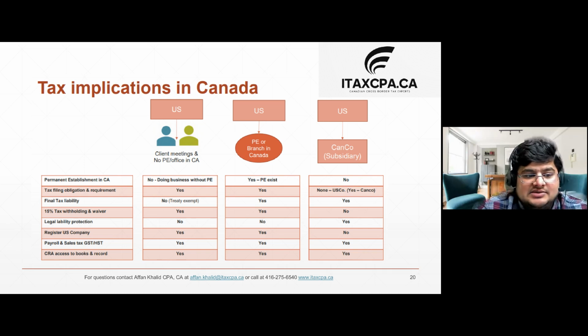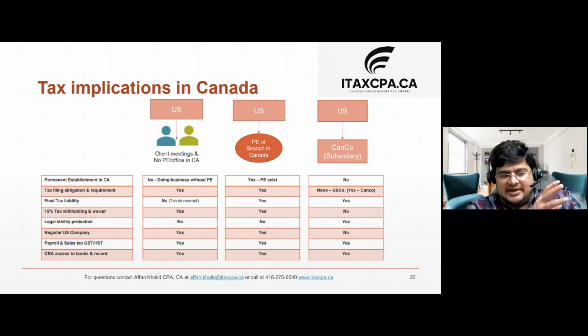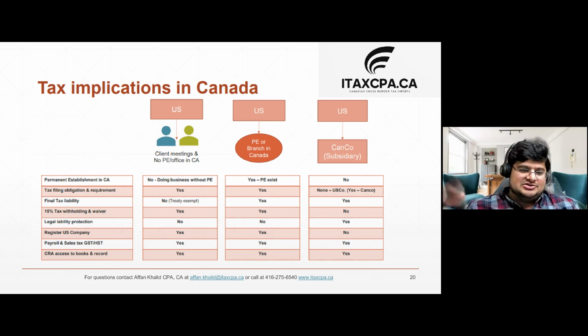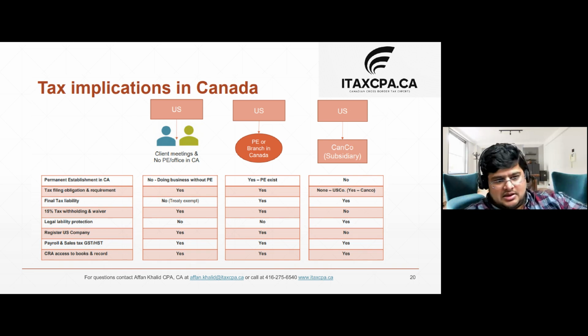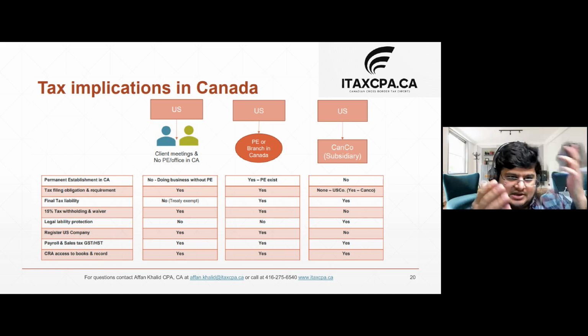And then if you have a Canadian subsidiary, then of course it simplifies a lot of things for the US parent company. The US company is out of the tax net, but the Canadian subsidiary will have to file the taxes, GST, HST, everything is shifted. All the tax responsibilities are shifted to the Canadian subsidiary, unless the US company itself has any cross-border activity, meaning they are sending US resources to do jobs in Canada, that is separate. Otherwise, if it's only a parent subsidiary relationship, then the US company has no tax obligations. Everything is shifted to the Canadian subsidiary.